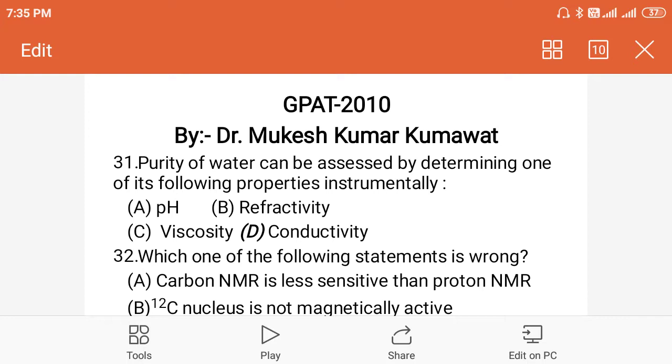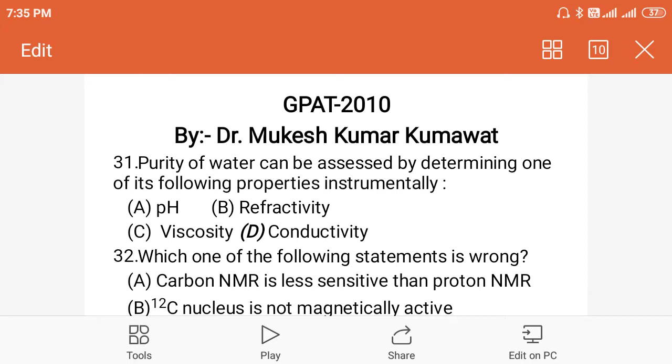Option B is refractivity. It means the property of the refractive index. Any compound shows a refractive index, so that is called refractivity. Viscosity means a property of any liquid to be viscous. And D, conductivity, means different ions and compounds can be in solvent, which may be in ionized form, and the electricity flow would be faster, that is called conductivity.